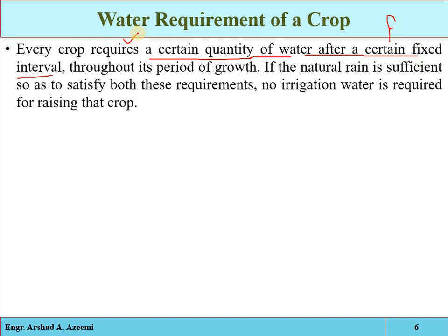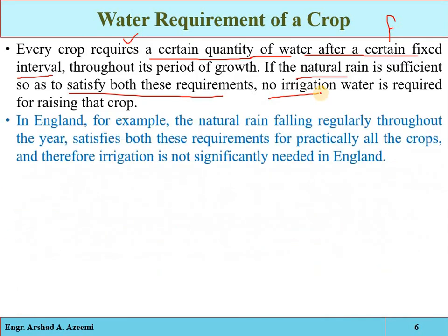And if the natural rainfall is sufficient, so that it satisfies the water requirement, then no irrigation will be required. For example, in England, the natural rainfall occurs regularly throughout the year, meaning there is no variation in terms of time.